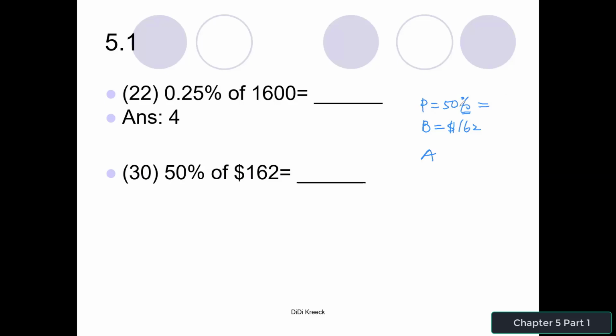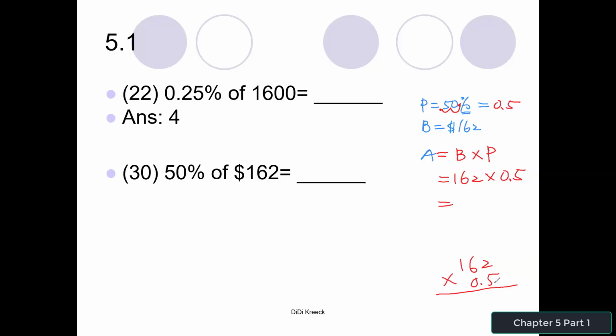So it will be moving the decimal point 2 places to the left. Here will be our decimal point. Move it 1 place, 2 places to the left, and it will be 0.5. Okay, amount equals base times percent. My base is 162. My percent will be 0.5. You need to convert percent into decimal so that the numbers are in the right format to add, subtract, divide, or multiply.